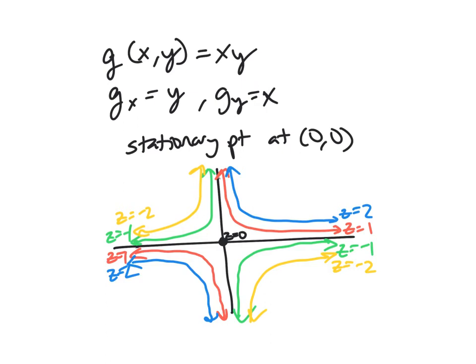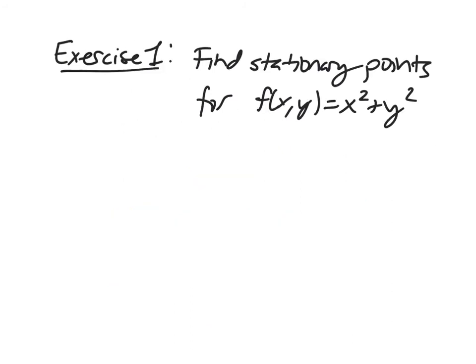If you notice, if we drift out in any direction from the origin, we can either go down if we go into the second or fourth quadrants, going to z equals -1, z equals -2, or we go up if we go into the first and third quadrants. In either case, this is not going to be a max nor a min, because we're able to go down or up if we go in some direction from the origin. So this is actually not a max or a min. For your first exercise, I just want you to find the stationary points for x squared plus y squared.